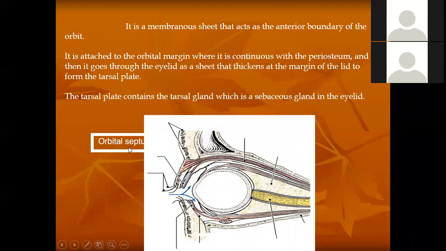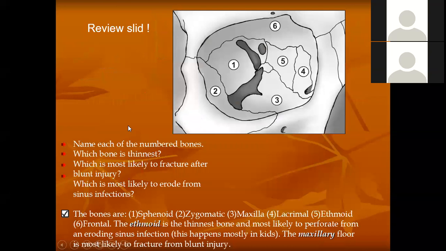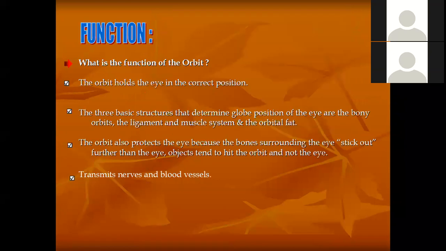Okay, why is the orbital septum a very important landmark? Because if there is infection in front of the orbital septum, we will call it preseptal cellulitis. And if there is infection behind the orbital septum, we will call it orbital cellulitis. That's why it is a very important landmark which differentiates preseptal cellulitis from orbital cellulitis. Okay. Now these bones, we have already discussed them.